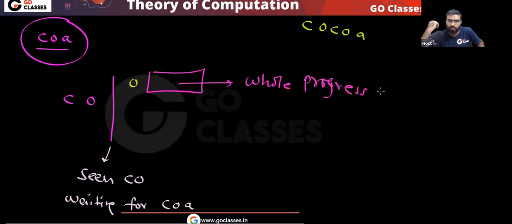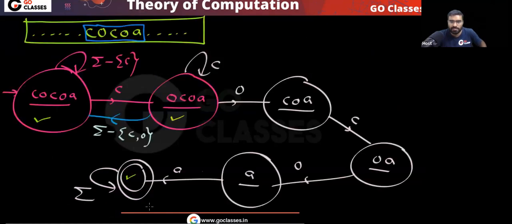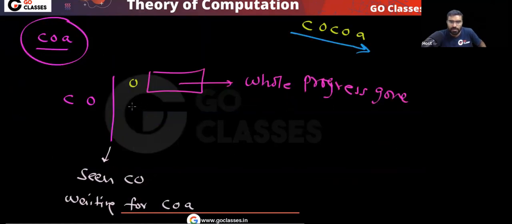Whole progress gone. Right? Yes or no? You want this, you want COA. If this happens, then the whole progress is gone. Correct? Now, what else? What about A? What happens if A comes? Then, COA, also the whole progress is gone.